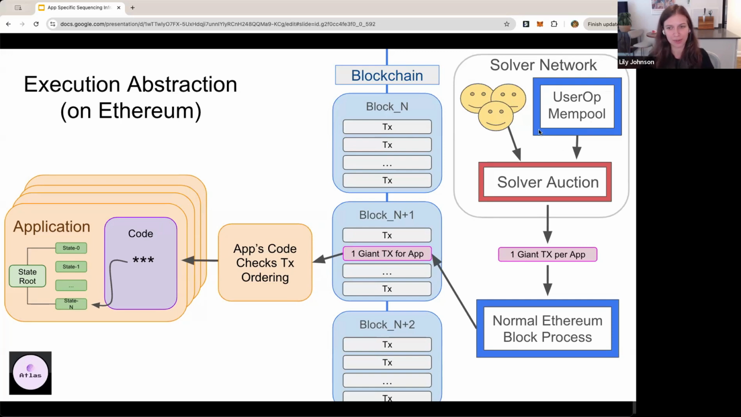This is a more complicated framework, so I'm not going to explain it in super depth. But basically, instead of relying on a block proposer, you are relying on an outside entity, in this case the solver network, to do the ordering of the application. And then the application, when they ingest the giant transaction that's given to them by the solver network, they check to ensure that the ordering was done correctly. So this is a way that you can do application specific sequencing on Ethereum today, which is kind of nice.